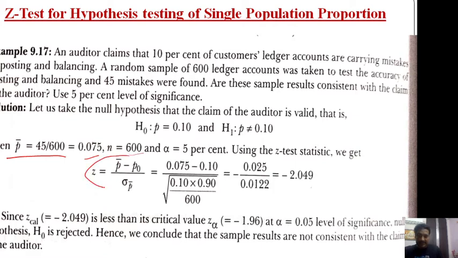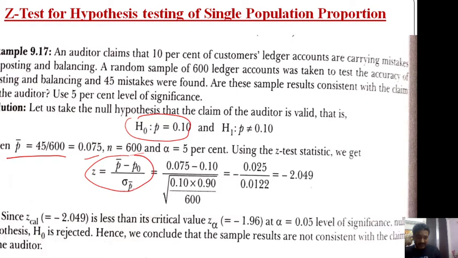Here the z statistic is calculated as p bar minus p naught upon sigma p bar. So here we are testing the hypothesis of the auditor, who claims there are only 10% chances, meaning p should be 0.10. We are testing it. So always what we do, we take the proportion from the sample, subtract the value of the proportion under the null hypothesis, and divide it by the standard deviation.